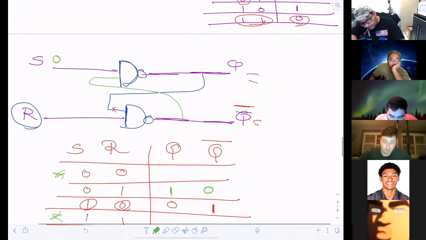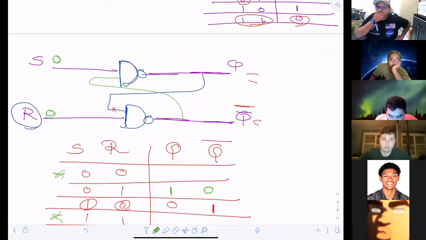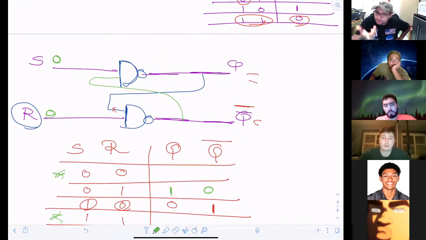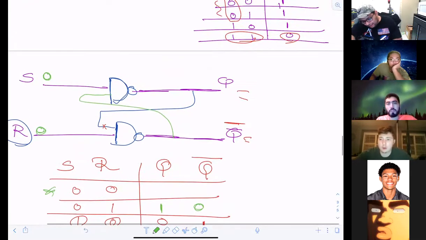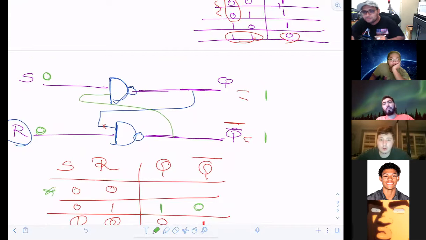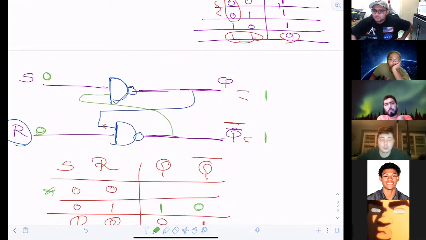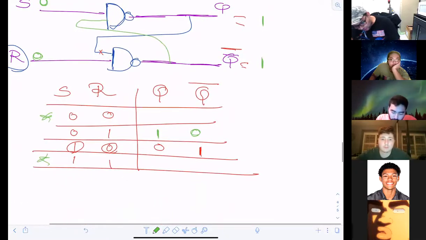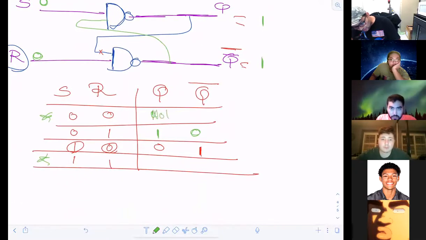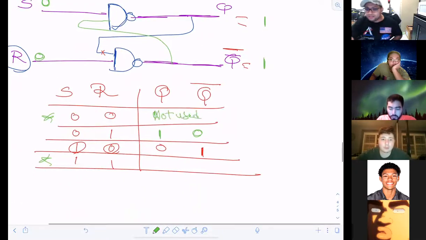Okay, if I put here zero and I put here zero, what will happen? I think that will be one, and this is one, right? Which doesn't make sense. Thank you. So basically, I will go to the conclusion: not used. What does it mean?